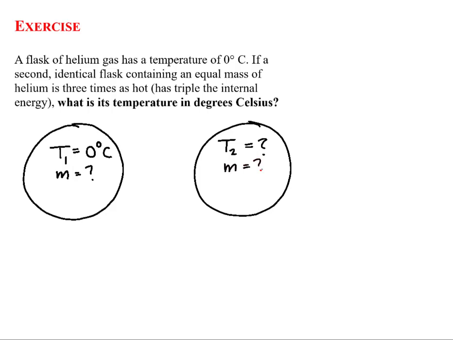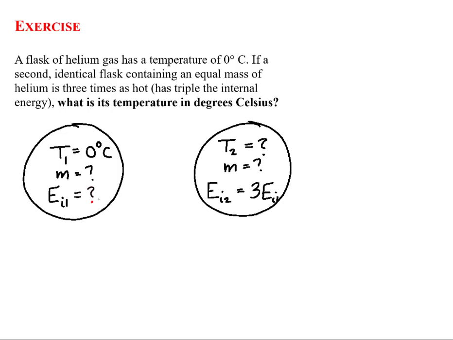We do know that that second flask has 3 times the internal energy of the first flask. So I'll just go ahead and represent that. I'll just call it internal energy of the second flask is equal to 3 times the internal energy of the first flask. Well, do we know the internal energy of the first flask? Not directly, not in the Celsius scale.